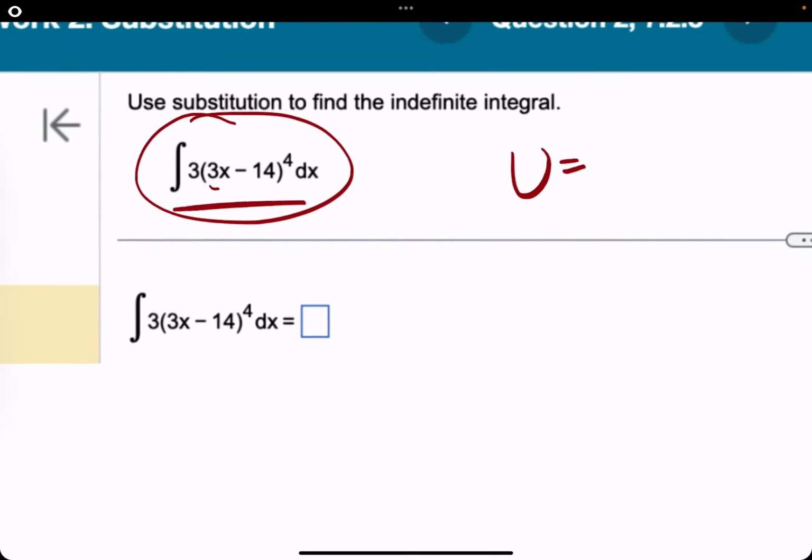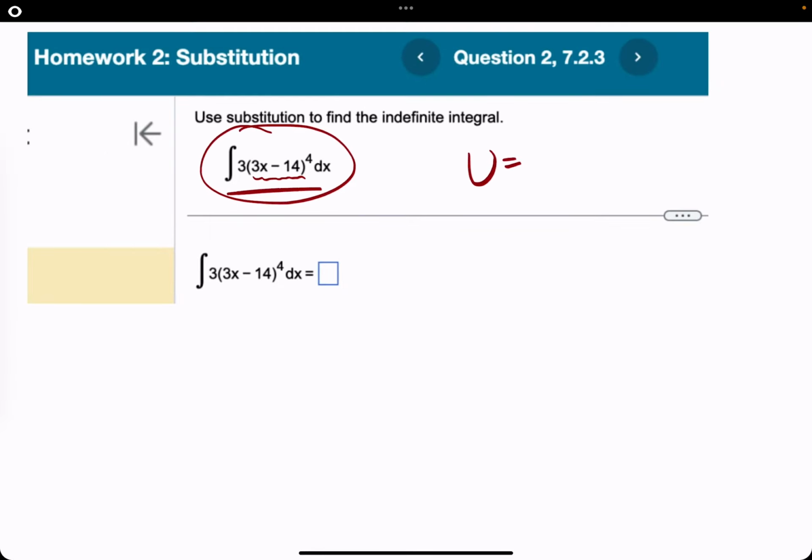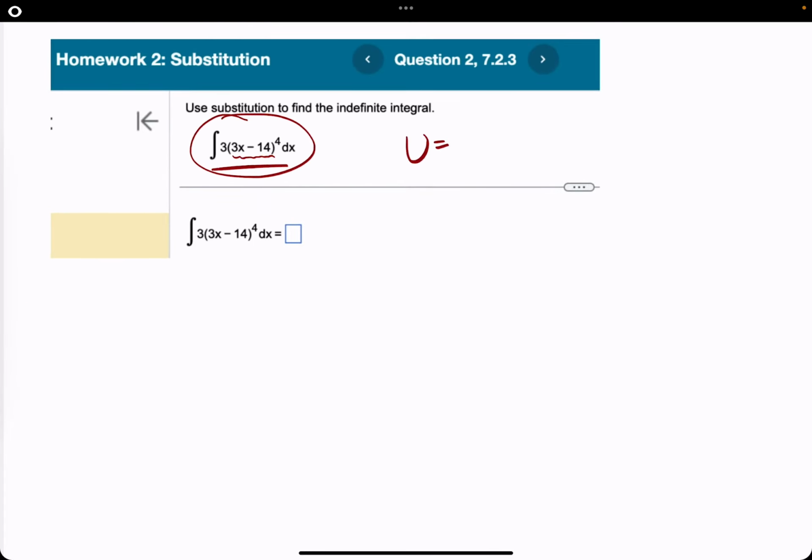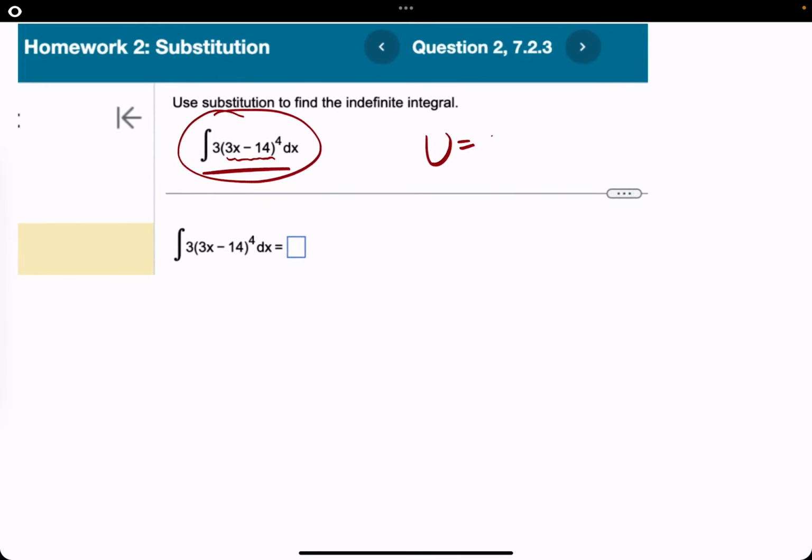Identifying u. Typically, u is found as the inside layer of whatever crazy stuff you have going on. Typically, u is inside parentheses. Typically, it's being acted on by some outer function. In this case, that outer function is the power of 4. That's all my tips.